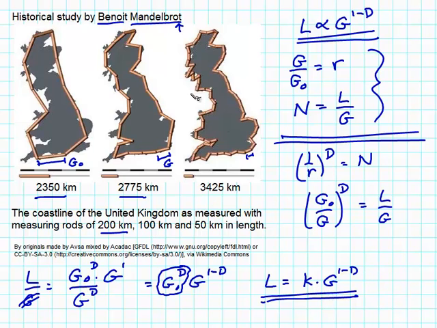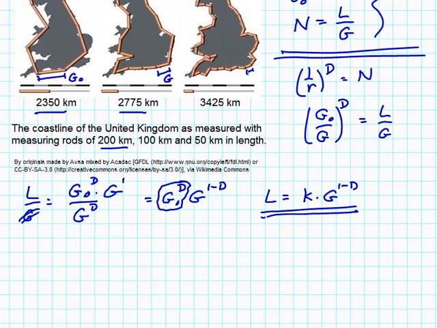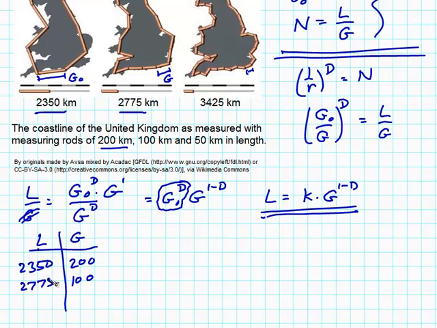Let's use this to actually compute the fractal dimension using these numbers that are provided. This illustration, by the way, came out of Wikipedia, and so here's the little permission reference there. Let's look at this. What we have is a table of values. I have L and I have G. So if G is 200 for this first diagram, the L we get is 2350. When G is 100, L is 2775. And when G is 50 kilometers, the L is 3425.